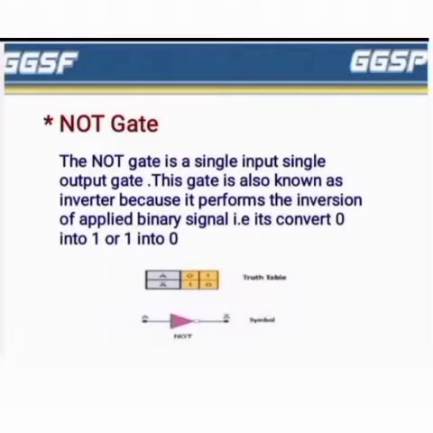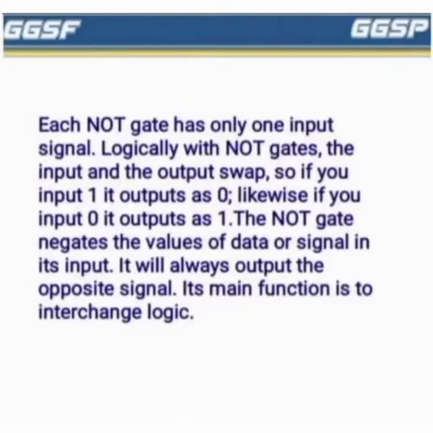NOT gate. The NOT gate is a single input, single output gate. This gate is also known as inverter because it performs the inversion of applied binary signal. That is, this converts 0 into 1 or 1 into 0. Here is the truth table and symbol of NOT gate. Each NOT gate has only one input signal. Logically, with NOT gates, the input and the output swap.